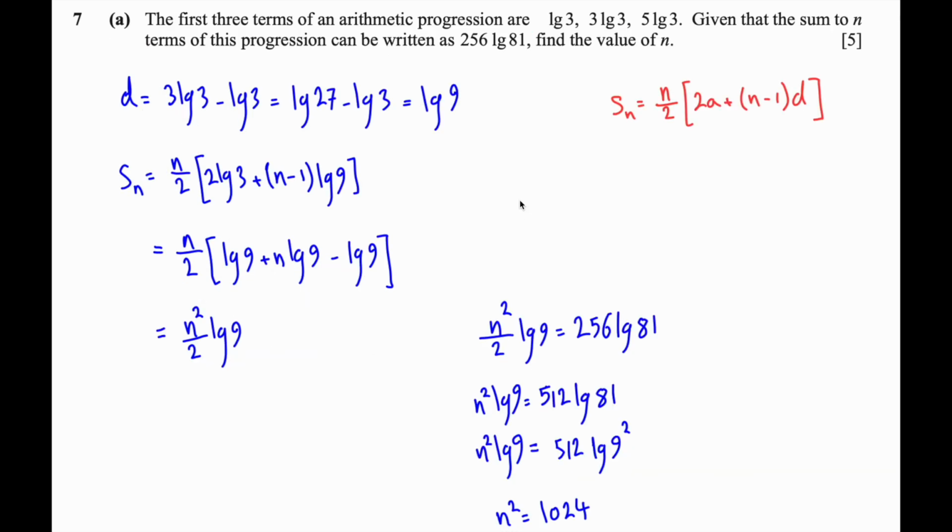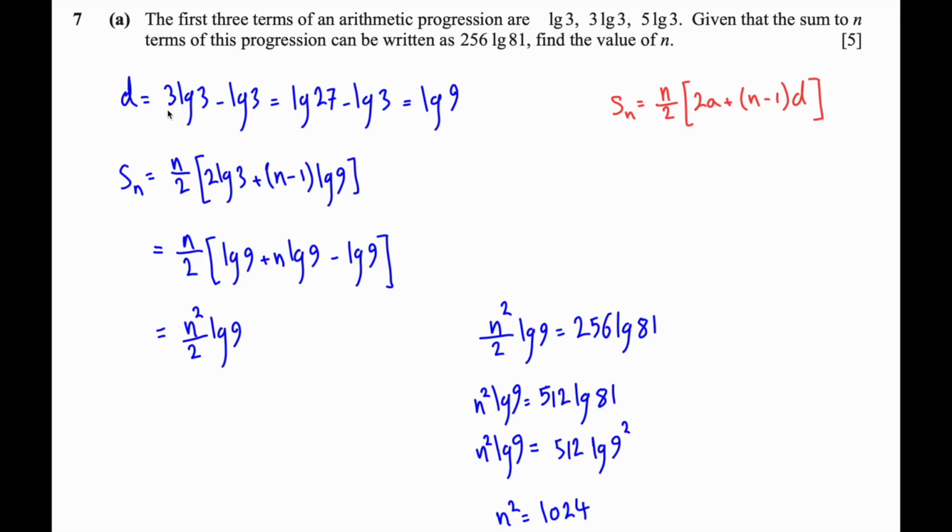Question number 7, part A. The first 3 terms of an arithmetic progression are given to me, as you can see, and I'm told that the sum to n terms of this progression can be written as 256 log 81. Find the value of n. Since I'm told that this is an arithmetic progression, I'm just going to go ahead and find the common difference. After all, I need that because I'm going to be using this formula for the sum of the terms up to a certain value.